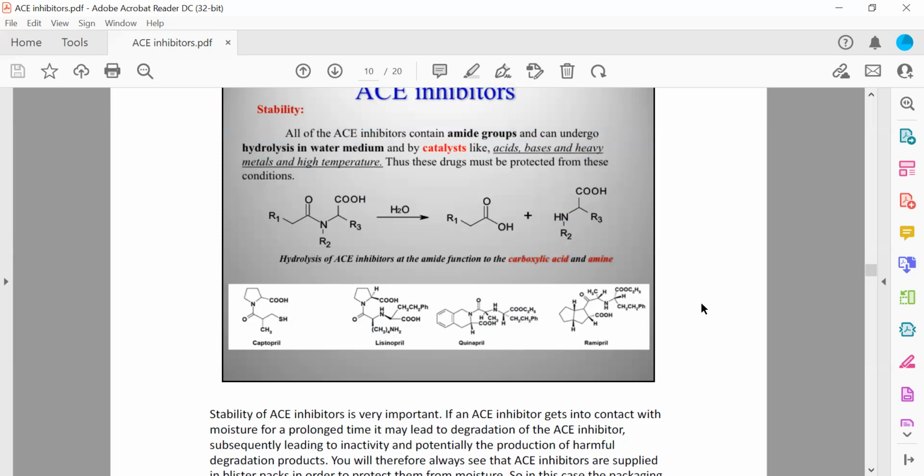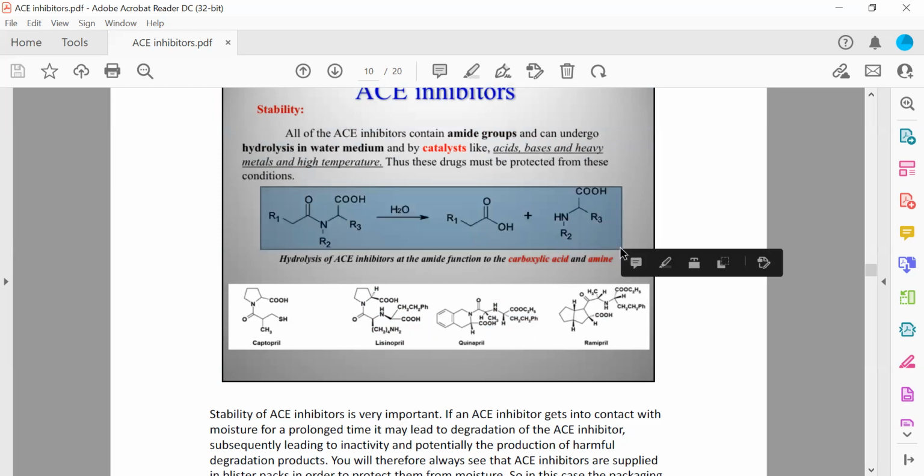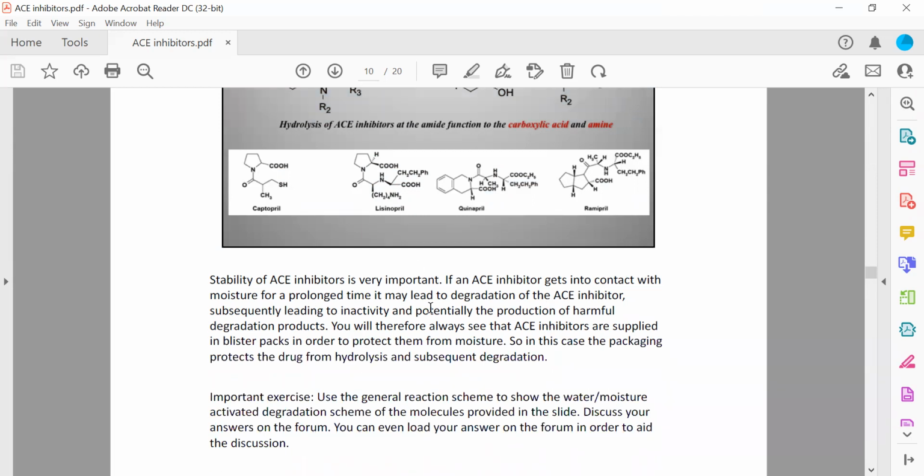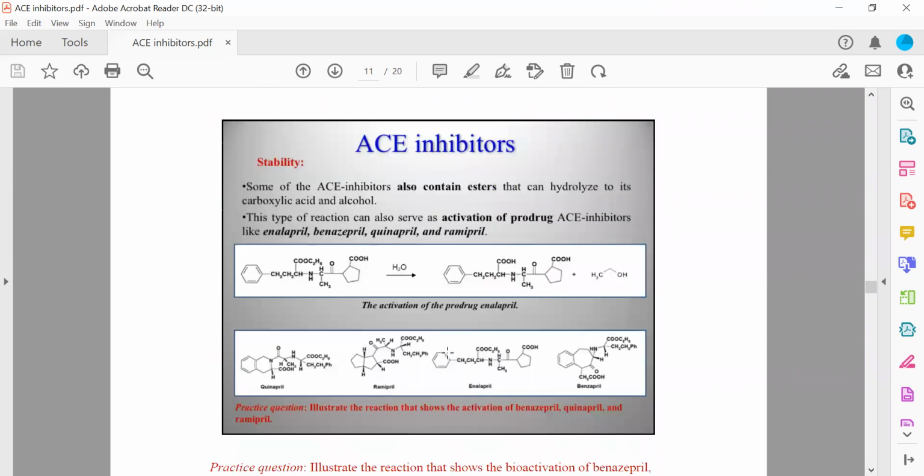This is actually quite important for the exams as well. You will have to know and go and memorize this general reaction scheme for the stability and the degradation of the ACE inhibitors. Please take a note of that. I try to also explain it to you here at the bottom of the slide.